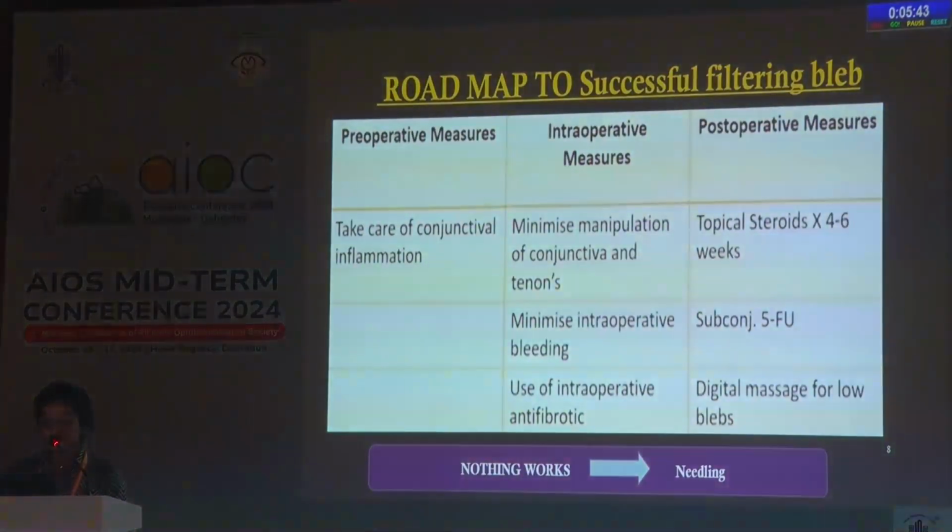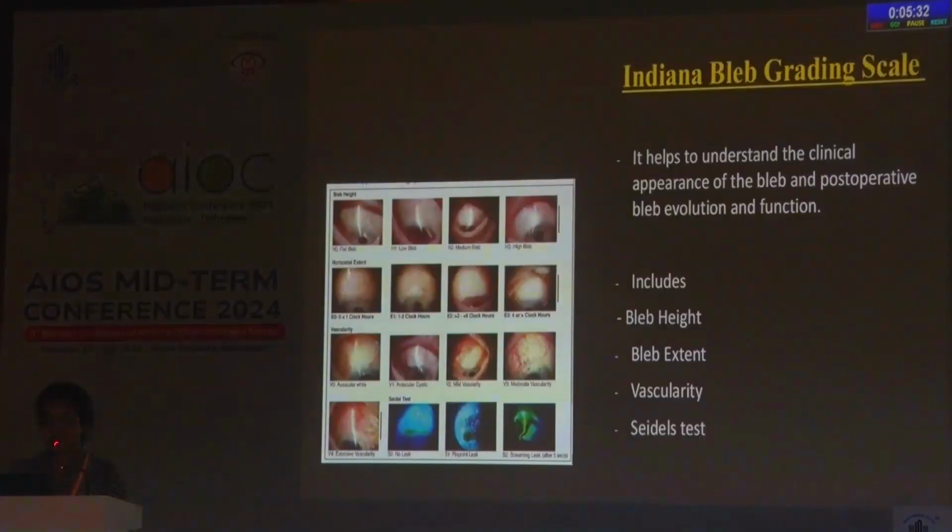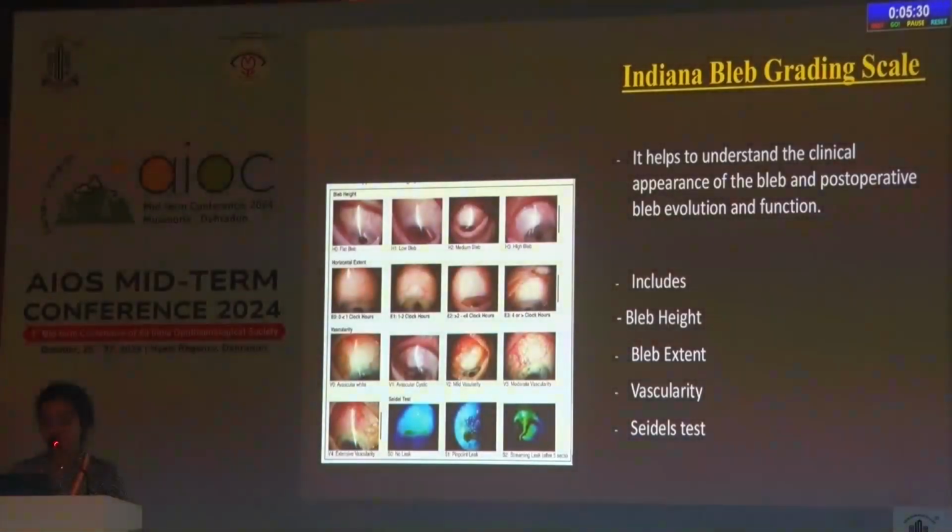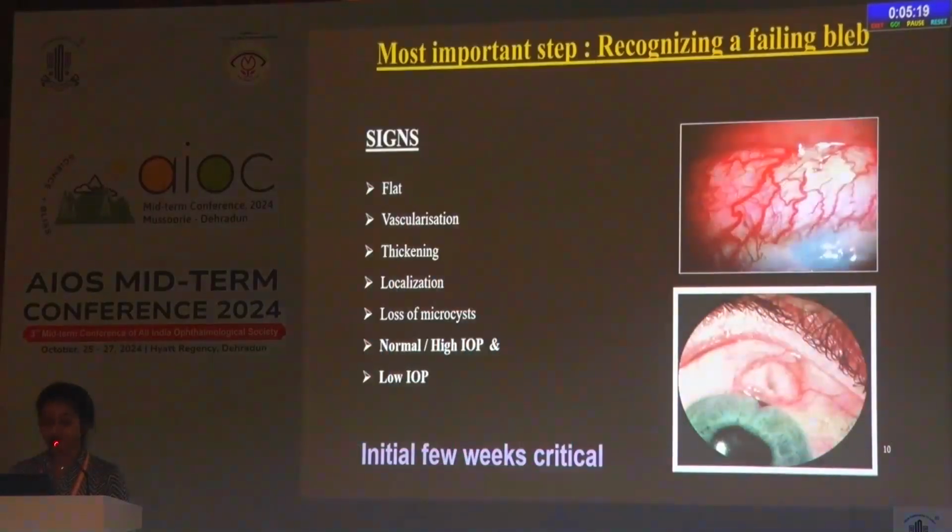For a successful filtering bleb, there are various preoperative, intraoperative, and post-operative measures. Today I will be talking on post-operative measures. If nothing works, then bleb needling is done. There are various classifications for blebs. Most commonly used is the Indiana bleb grading scale, which helps us to understand the clinical appearance of the bleb and helps to modulate it for bleb survival.